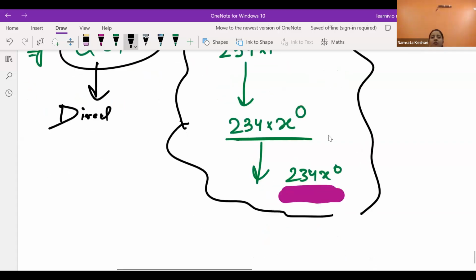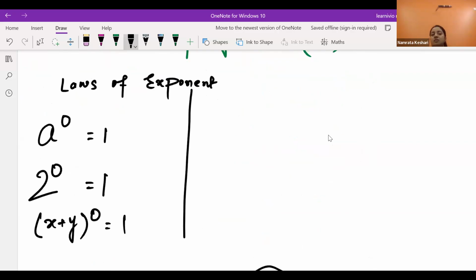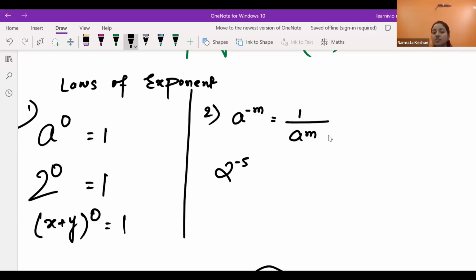Okay, now the next rule. This is one of the rules which I was talking about, the law of exponents, which you need to know for checking whether the given expression is polynomial or not. The next rule, we will master this rule. It says that a to the power minus m can be written as 1 by a to the power m. Let's try understanding this rule. We need to understand it really well. A to the power minus m means 1 by a to the power m. The rule says that 2 to the power minus 5 can be written as 1 by 2 to the power 5.